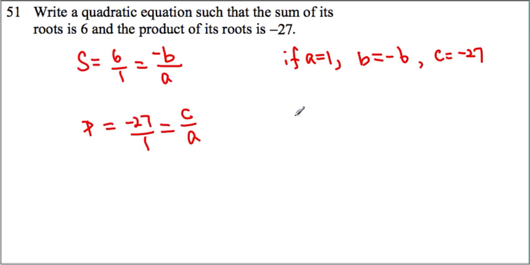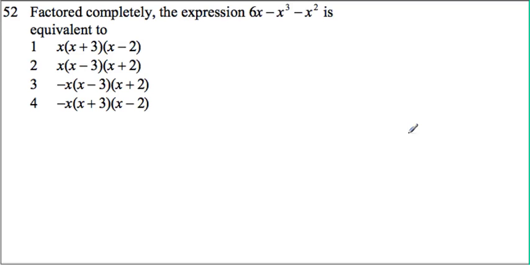Then our equation would have been x squared minus 6x minus 27 equals 0. This is one of the many possible answers. Number 52. Let's try to factor this one completely.